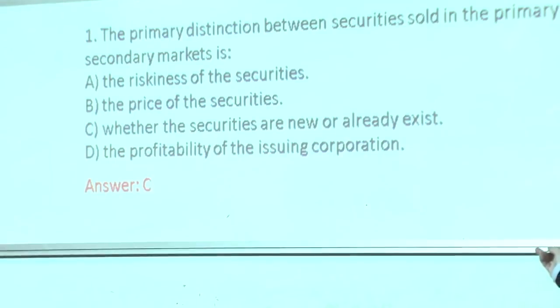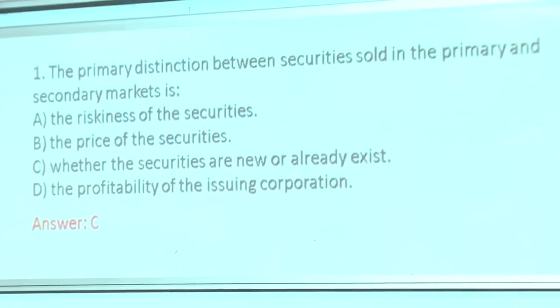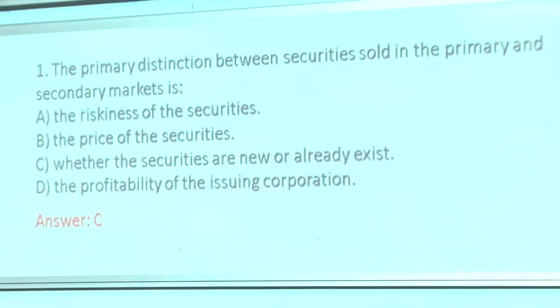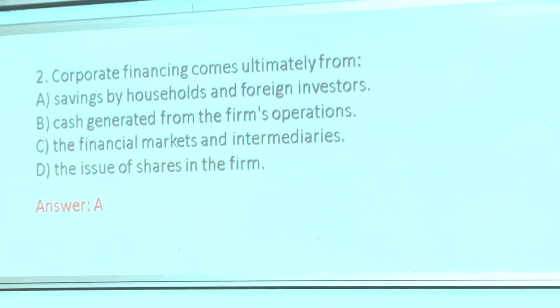What is the primary distinction between securities sold in the primary and secondary market? Whether it's a first issuance, right? Whether it's newly issued or already exists. Ultimately, it comes from where? The depositors. Okay? Corporate financing comes ultimately from savings by households and foreign investors.